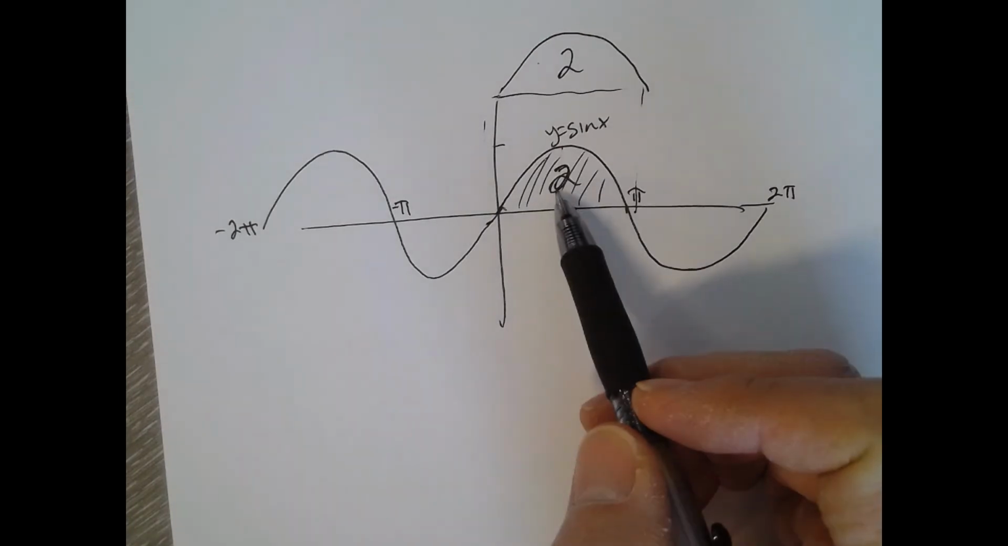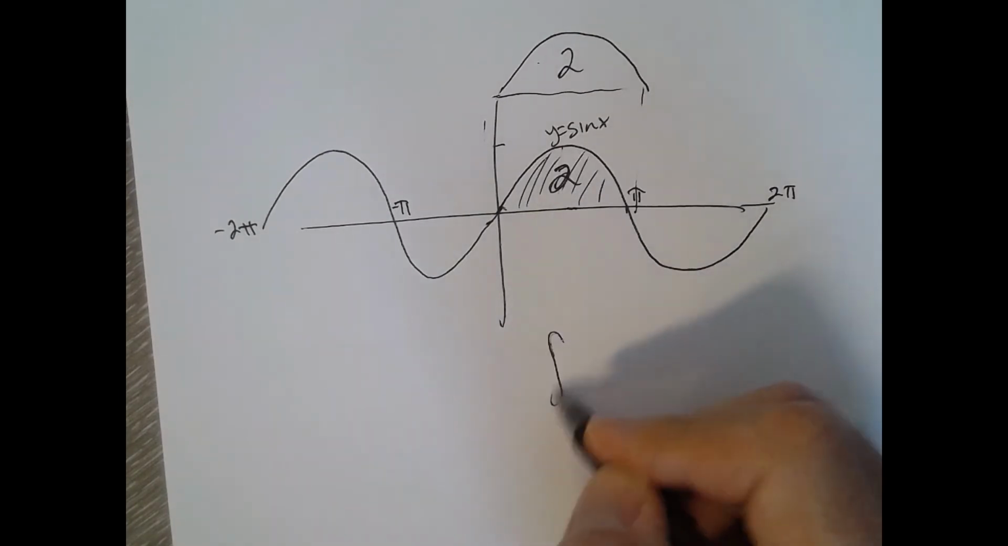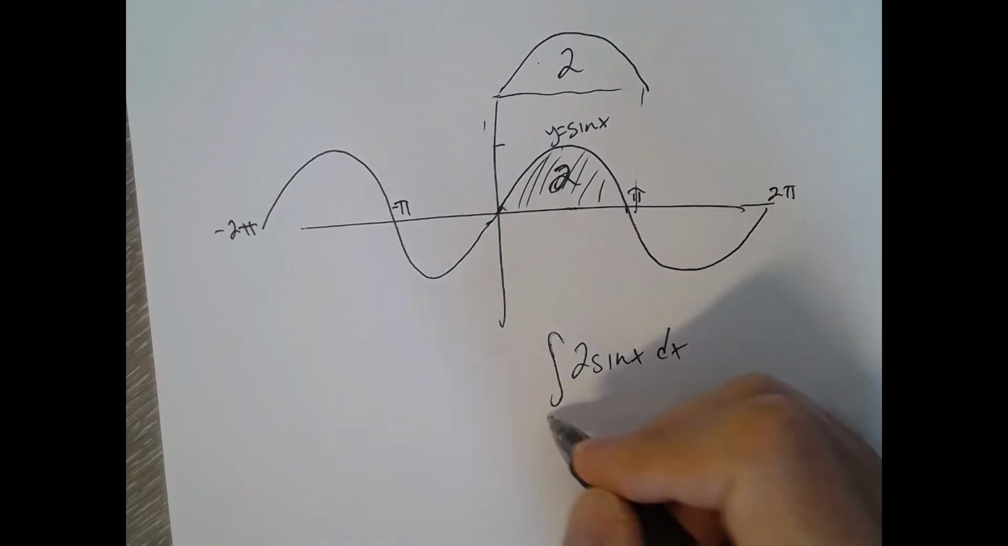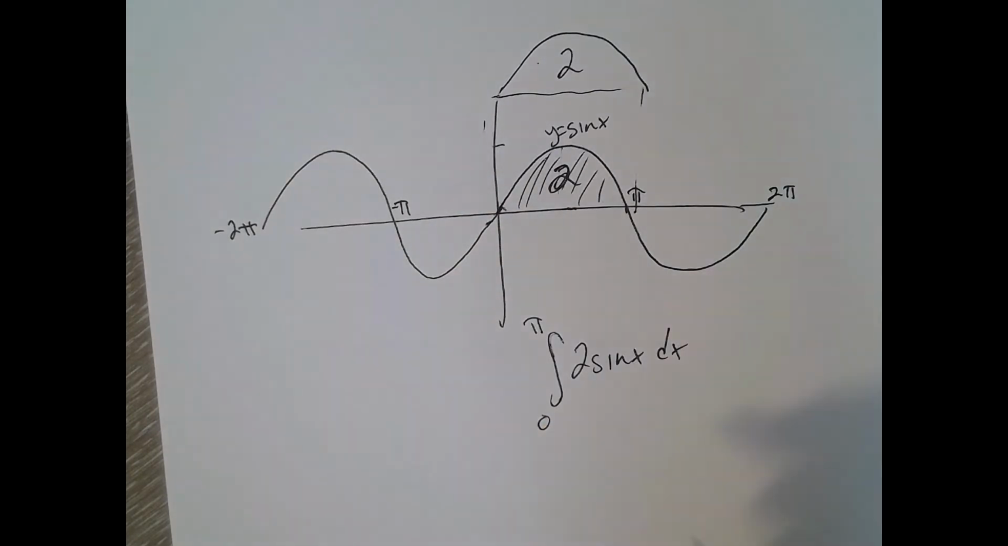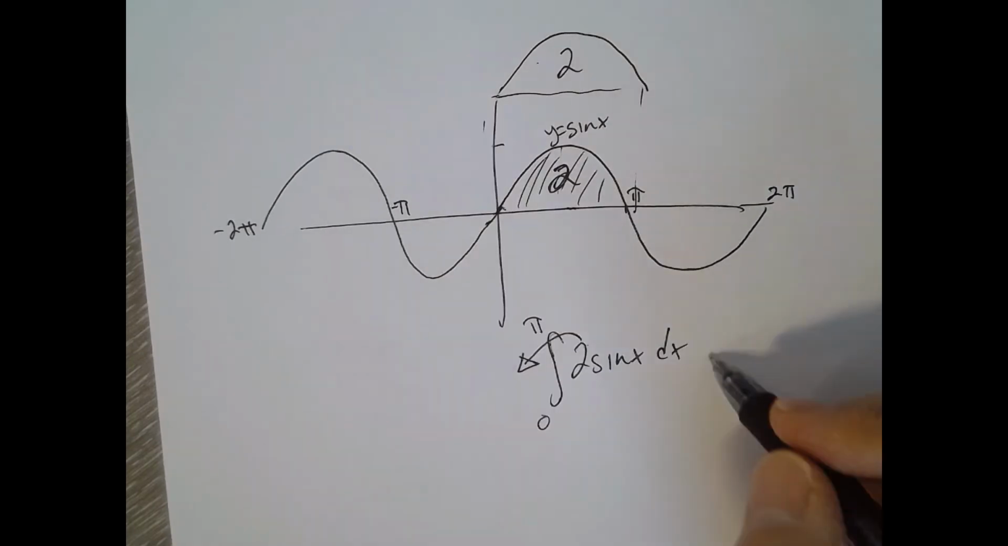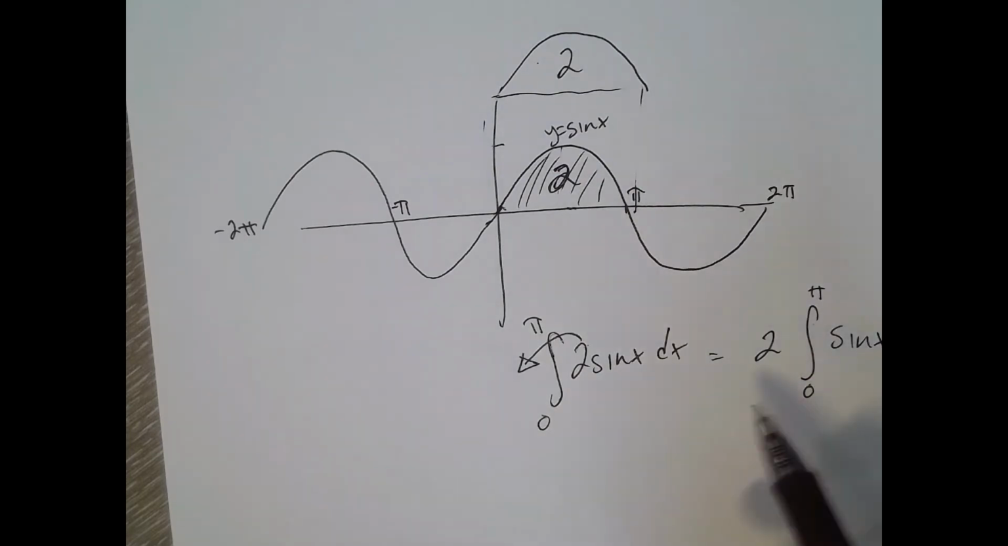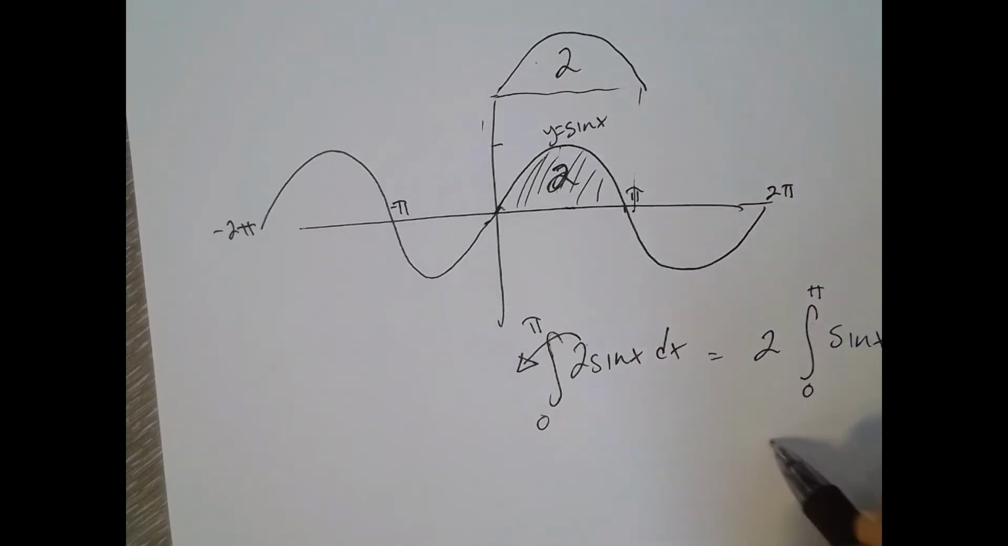If there's a 2 inside of an integral, if it's 2 sine x from 0 to pi, any constant, we can always remove it and put it on the outside. So that's 2 times the integral from 0 to pi of sine x. So if you have a constant inside, you can pull it outside. We already know that's 2. So 2 times 2 gives us 4 for that one.